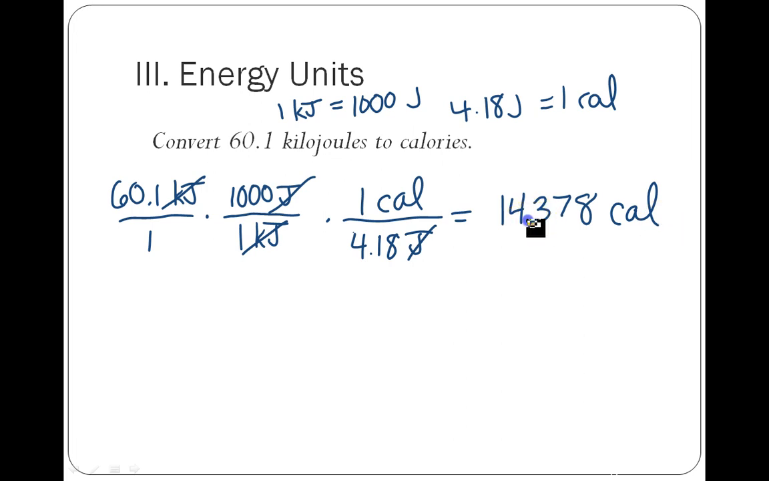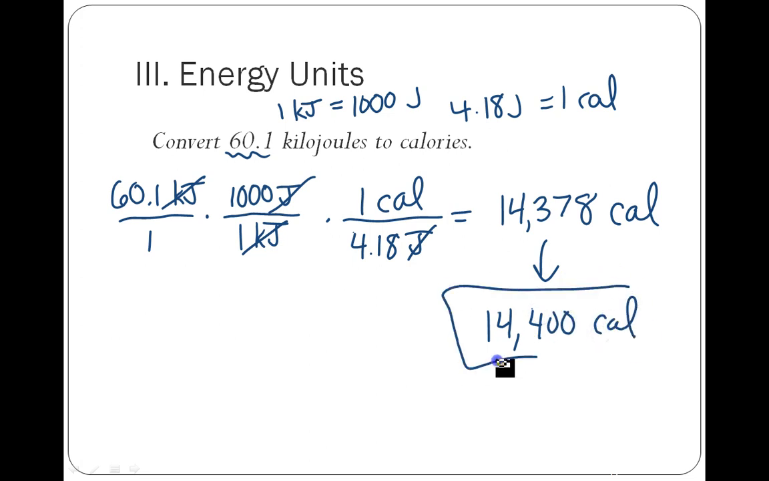Now we need to round to sig figs, right? Because there's 3 sig figs here. Our answer should become 14,400 calories. Whoops, not 300, because there's a 7 after it.